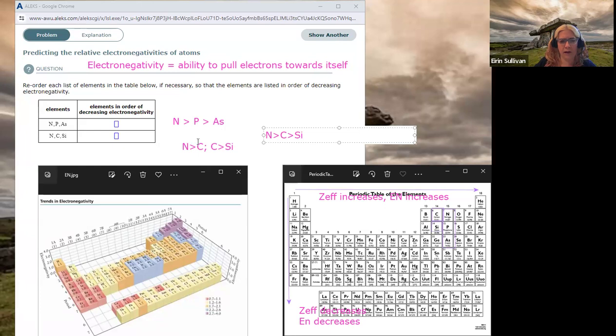So if you're thinking, I can't do it all at once, just pick two, find the similarities, find the difference, and then paste that together. Alternatively, you could have also just looked at the electronegativity values, but you might not always have that, right? So it's good to understand where the trends come from and not just look at numbers.